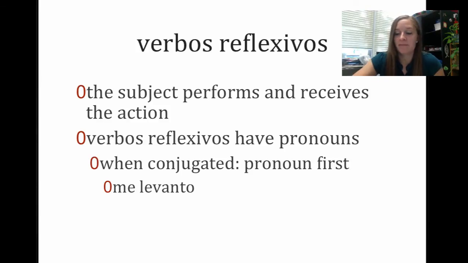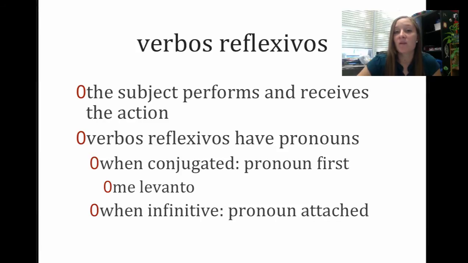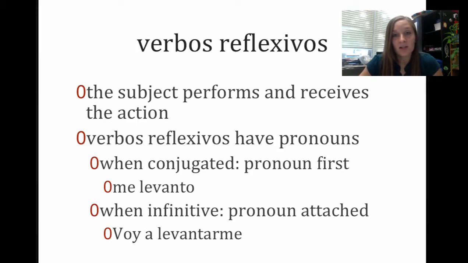We put it first. However, when we are using just the infinitive, because we already have a conjugated verb in our sentence, then the pronoun is attached to our verbo reflexivo. Por ejemplo, voy a levantarme. In this example, voy is already conjugated, so we know the next verb has to be in the infinitive form. And because it's a reflexive verb, we need to know that the action is being done to or for oneself. So therefore, the pronoun is attached to the reflexive verb.